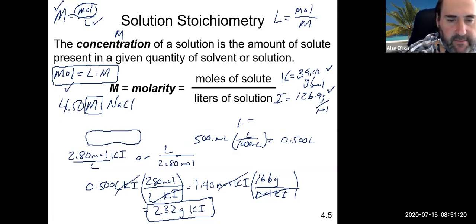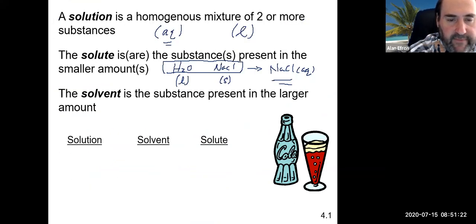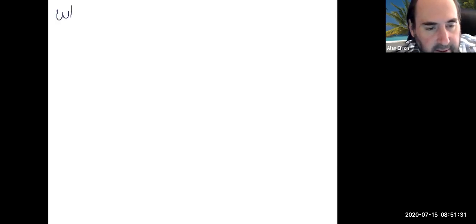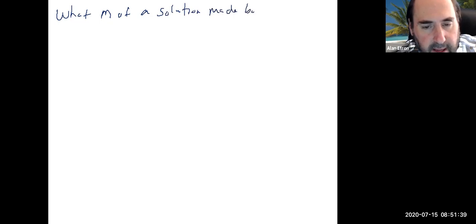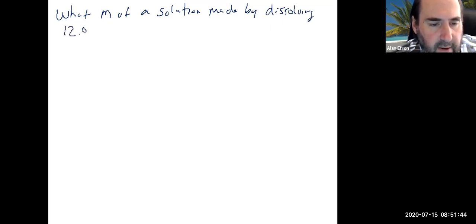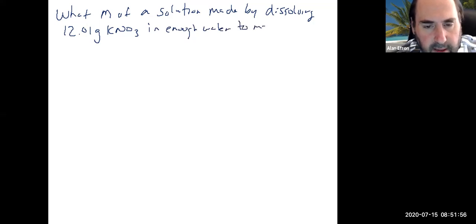All right, so let's try just a couple more here just to make sure. Where did I find that page I could use? I'll use this one. All right, so let's say we want to know what is the molarity of a solution made by dissolving 12.01 grams of potassium nitrate in enough water to make, we'll do 10 milliliters of solution.